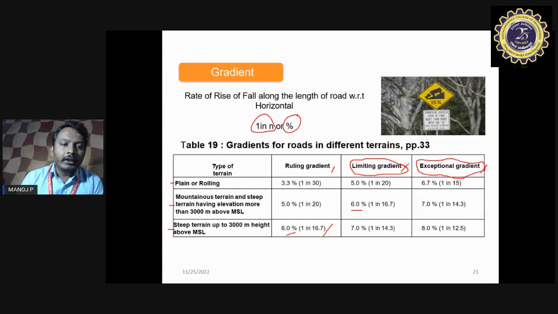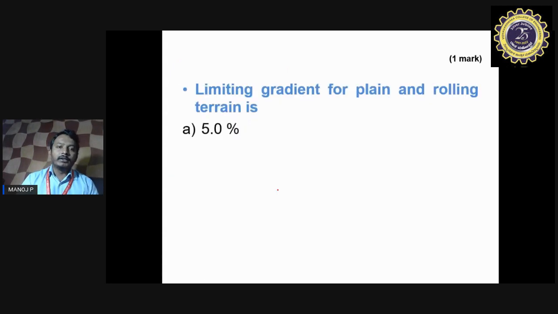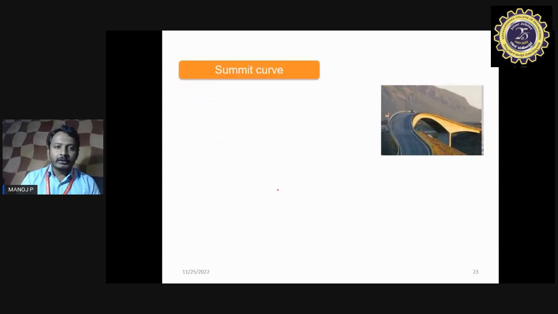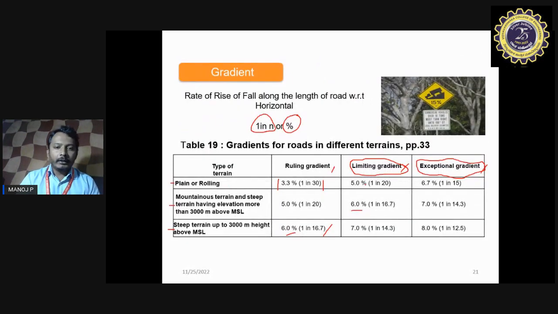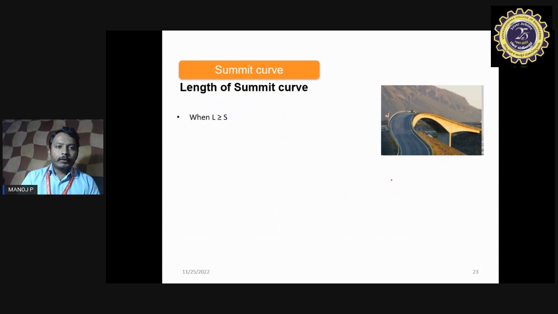because you may get a question like this: what is the ruling gradient for a plain or rolling terrain? The options may be 1 in 30, 1 in 20, 1 in 15, or 1 in 16.7. When you know this, you can directly tell that it is 1 in 30. Or the limiting gradient for a plain and rolling terrain is what percentage? The answer is 5%. Next, what is summit curve?